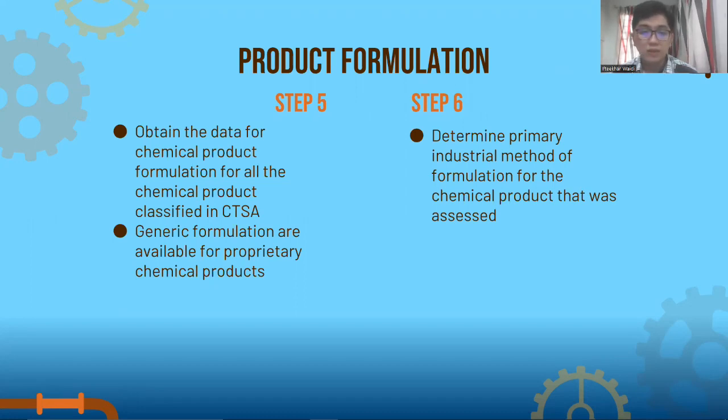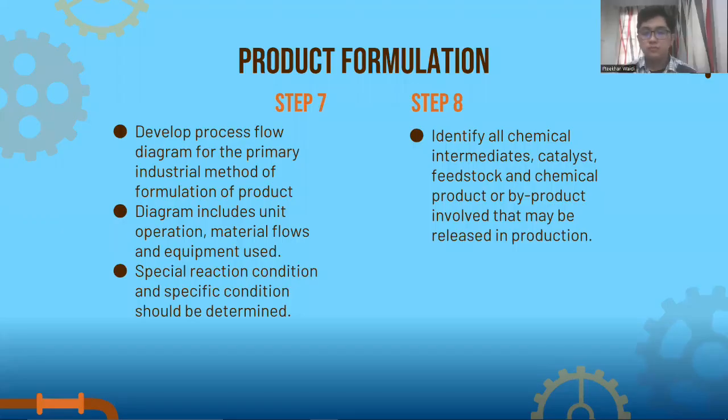One example of a typical manufacturing process is the mixing operations, which may or may not involve the addition of heat or pressure. Next, a process flow diagram is developed for the primary industrial method of formulation for the product. The diagram should include the unit operations, material flow, and the equipment that is used. Other than that, special reaction conditions such as the presence of heat, cooling, or catalyst should also be determined. This is used to evaluate the energy impacts of other alternatives.